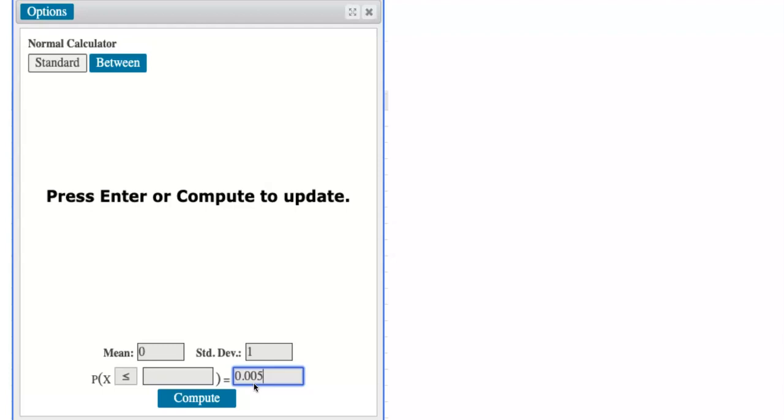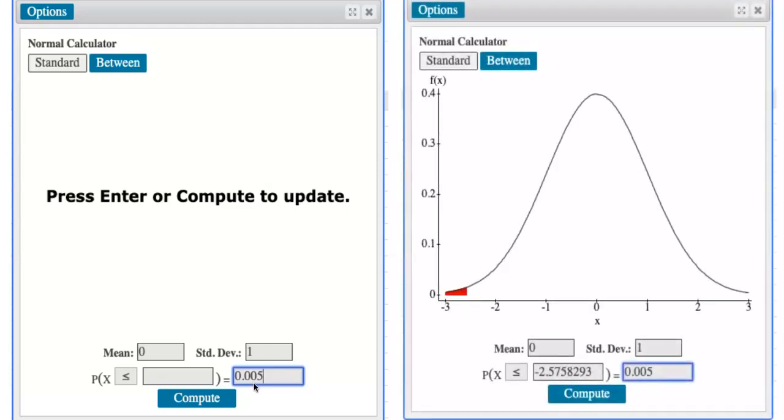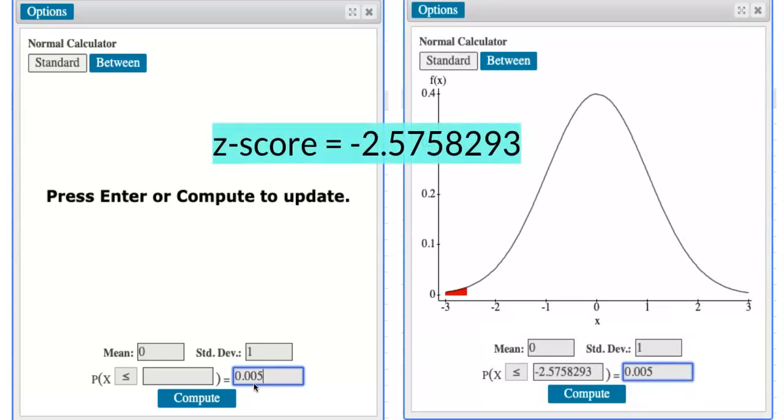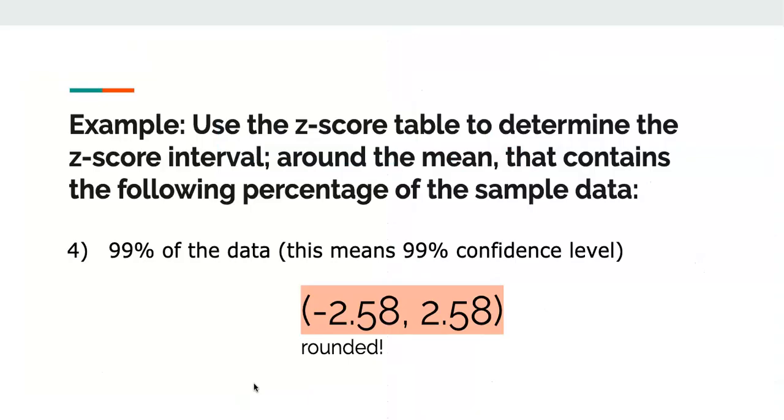And what number will you get for the z-score? Which z-score has 50% of the data to the left of it? 0, right? Okay. If you hit compute with 0.005, you will get the corresponding z-score to be negative 2.5758. And if you round this, you will get negative 2.58. And because the normal distribution is perfectly symmetrical, if that's the left bound, you know the upper bound is going to be positive 2.58.